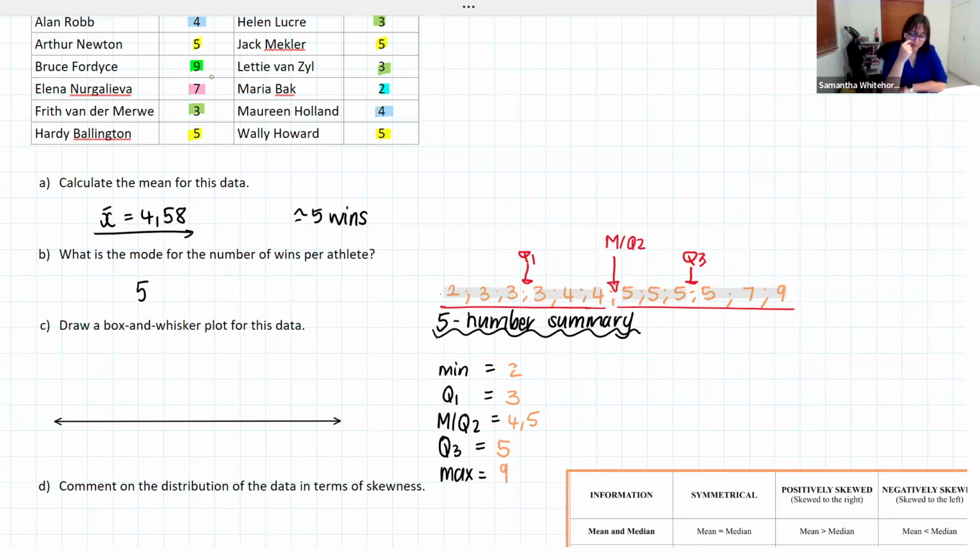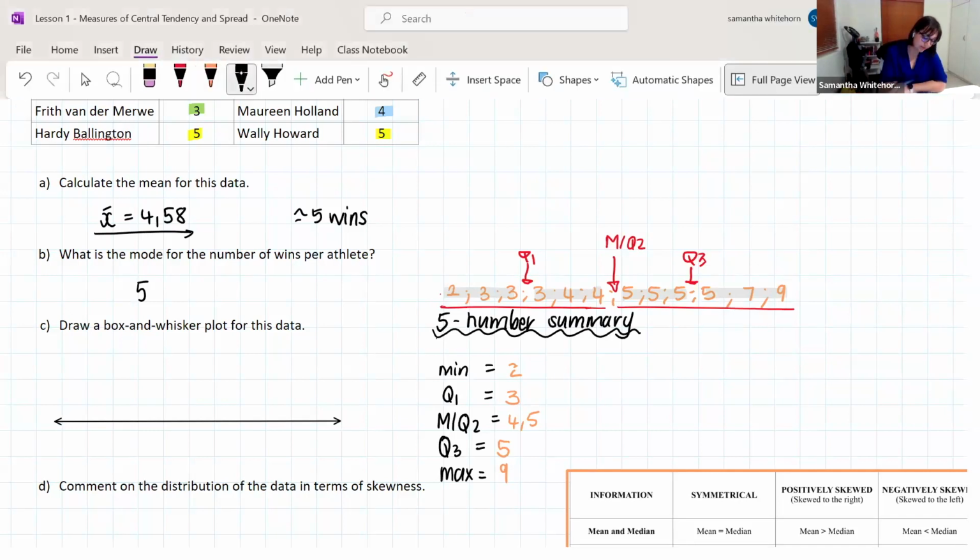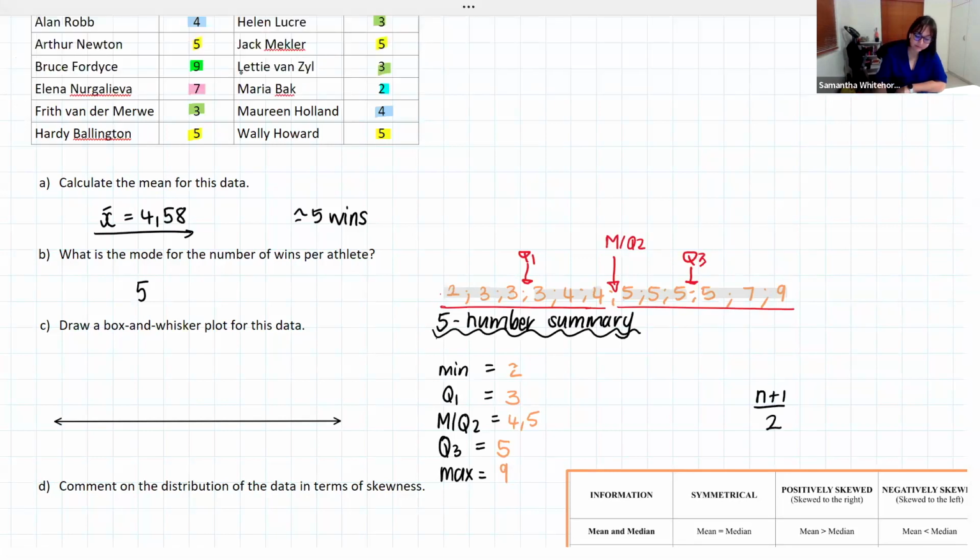Okay, Camilo's asked for the other method. I'm going to be honest, Camilo, there are so many variations of it. One way you can do it is to say n plus 1 over 2 to find your median. So this would be 12 plus 1 over 2, which is 13 over 2, which is 6.5. So that is saying your median is at the 6.5 position, basically between 6 and 7.